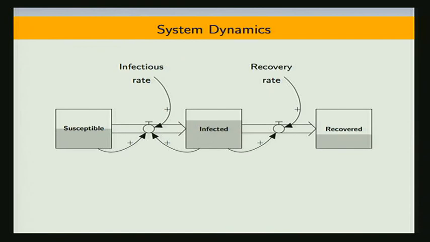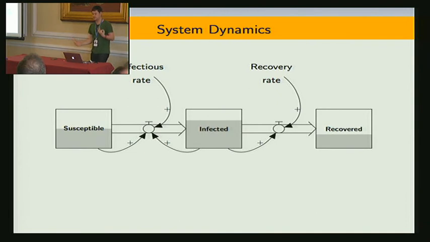Another way we can describe systems that have behaviour is through system dynamics. In system dynamics, we can describe typically non-random systems, though it doesn't have to be, as stocks, flows, and influences. So in this case, we're going to model the spread of a disease around the room. To do this, we have a stock of people who are susceptible to be infected by that disease. We have a stock of people who have been infected by the disease, and a stock of people who have recovered after being infected by the disease.